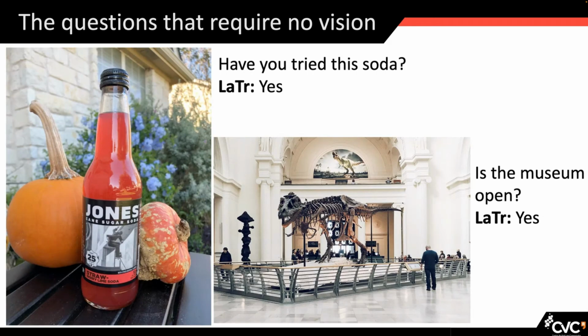And according to our investigation, we realized that there's something not quite right with the data, right? So let's go first of all to the questions that require no vision. For example, this is actually my favorite question, which says, have you tried this soda for this image? And the model says yes. Interesting. And it's correct actually, because most of the people answered yes. So it's considered as correct. And then the other one is, is the museum open? And the model still says yes, right?